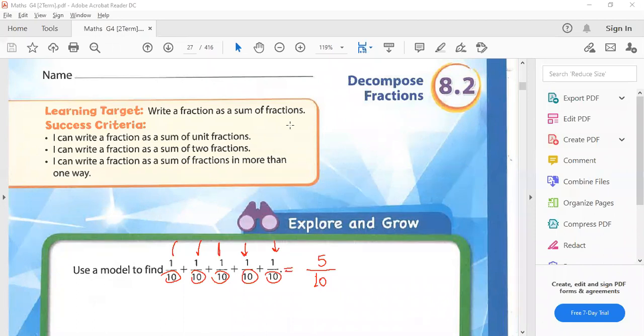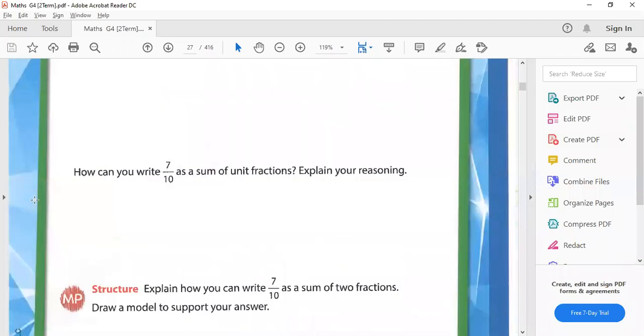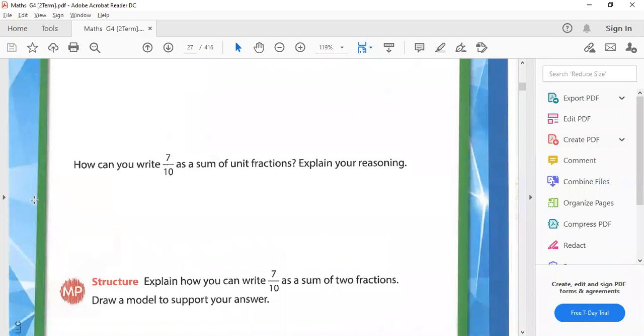So today we will do the converse operation. We will do the same, but in the other way. How? If we have a fraction like 7 over 10, and we need to make it as a sum of unit fractions.